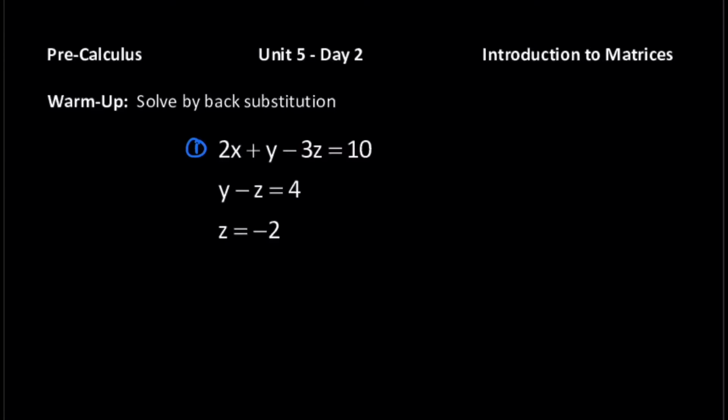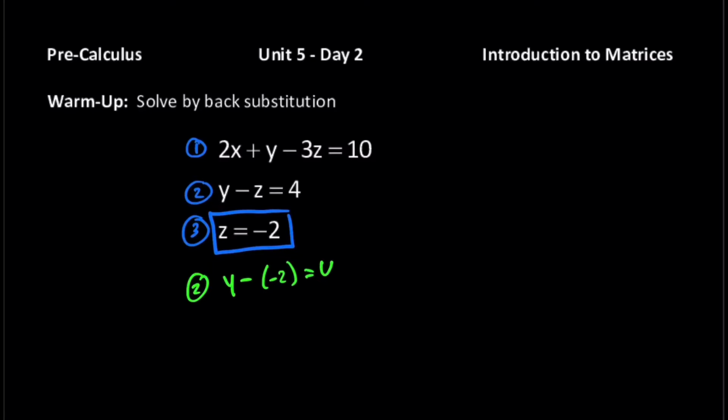So first thing I'd like you to do is number the equations, keep your work organized. And what I notice here right away is that I already know the value of z. It's going to make this so much easier because now I can take that and substitute it into equation 2, and I just have a y left. So equation 2 becomes y minus a negative 2 equals 4. Obviously, those negatives cancel out. I'll subtract 2 from both sides, and I get y equals 2.